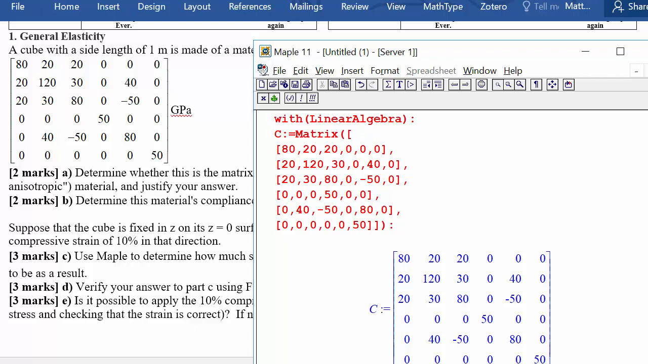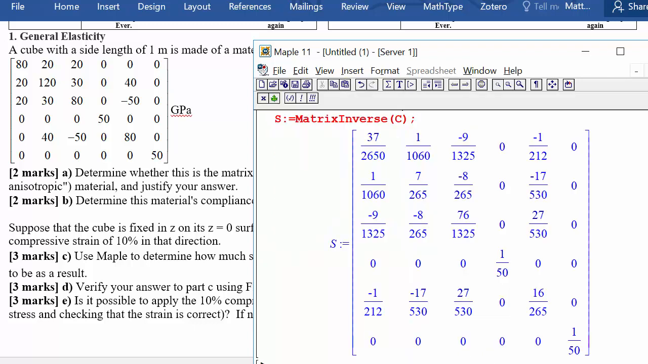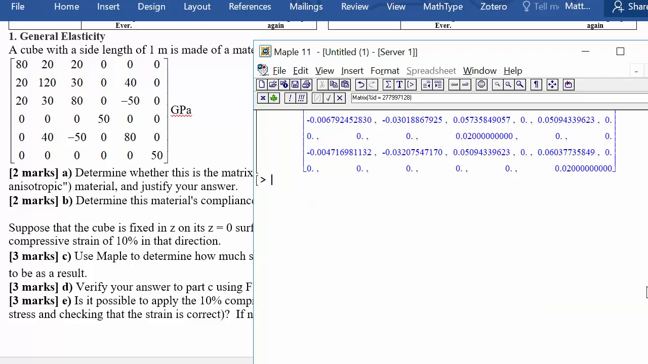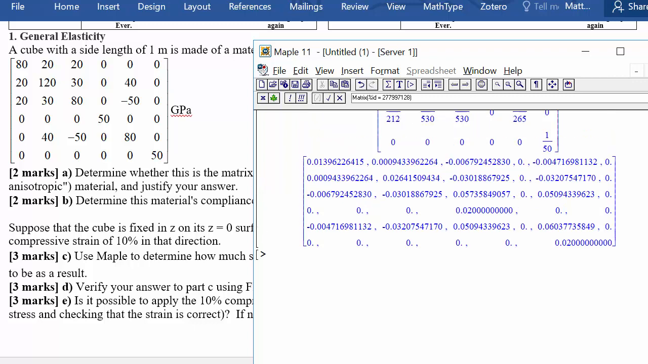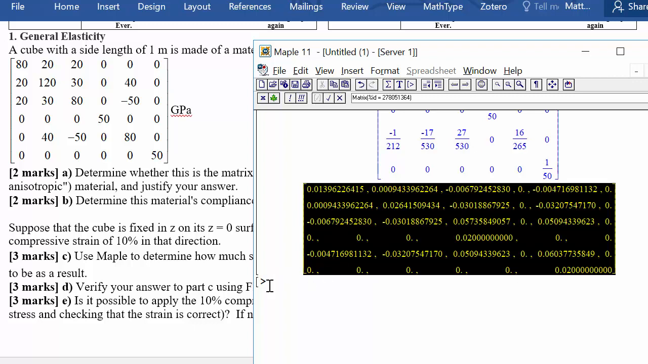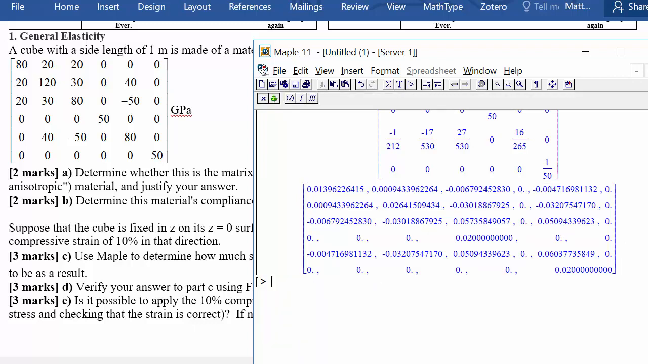So that would be S is equal to matrix inverse of C, I think is the command. Yeah, okay, so we've got this set up, and if you like, you can evaluate it as a floating point to get it into decimal numbers. Depending on the zoom level that you've got in Maple, I just use Control-1 to zoom out. You might be able to see all of the different decimals or not, and you can also go in and set the precision to be different as well.